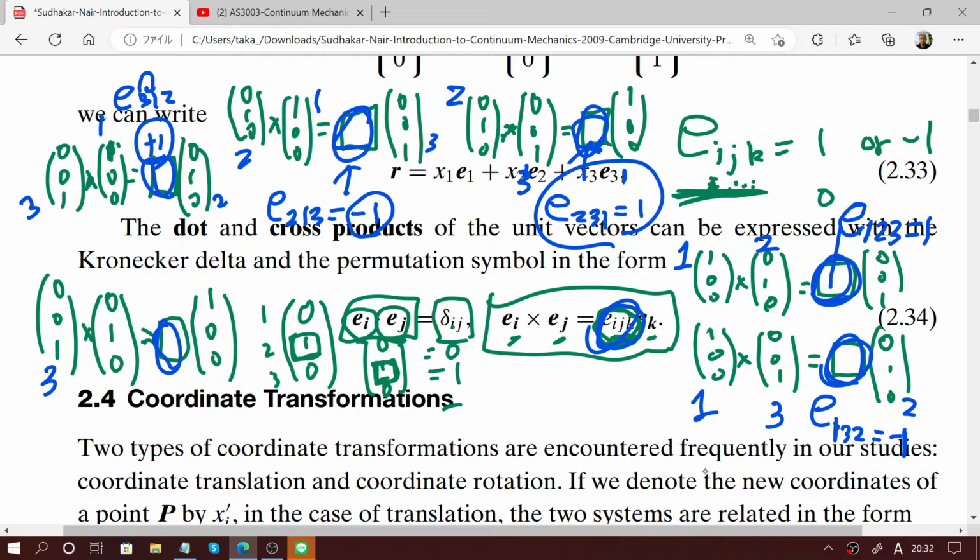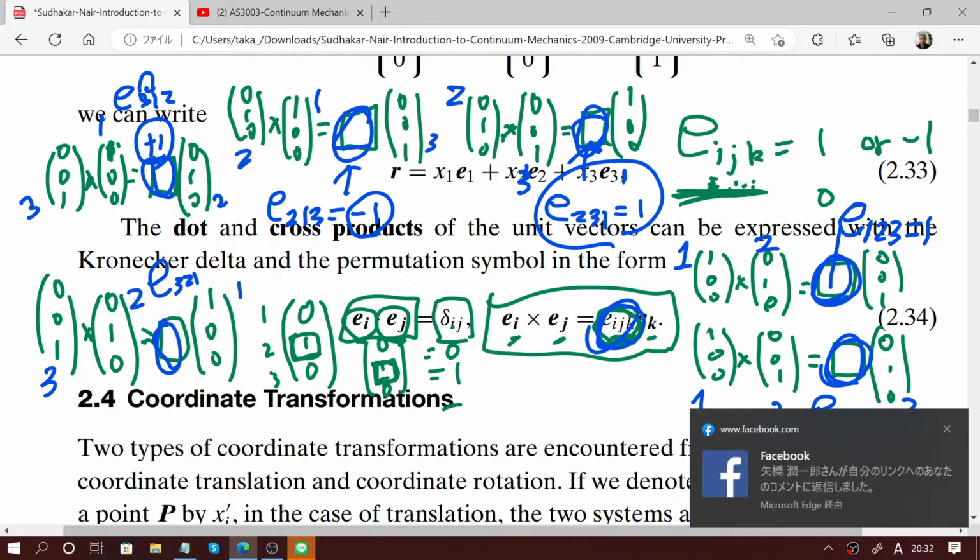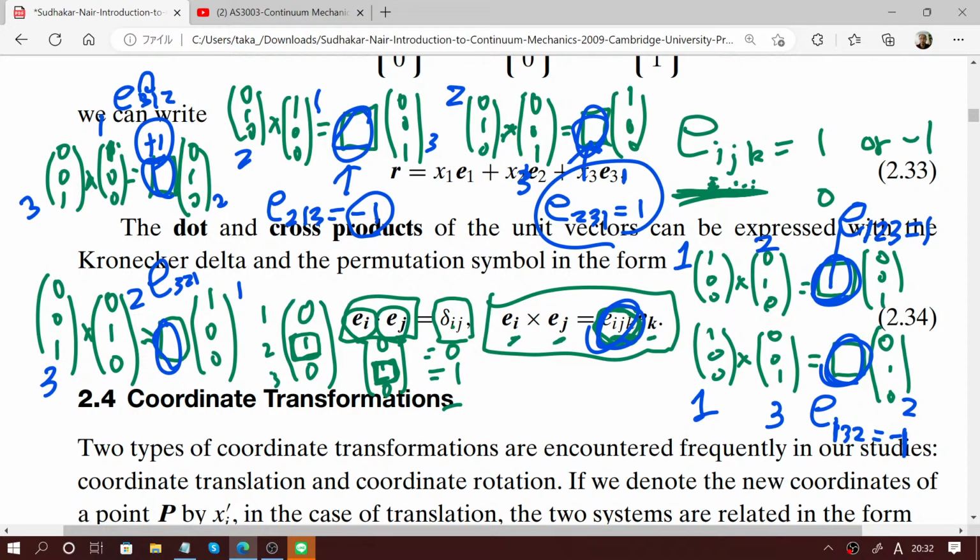And here 3, 2, 1. So E 3, 2, 1. This one you permutate once, twice. How do you permutate once, twice, 3 times? So you have to permutate 3 times. So this is minus 1.